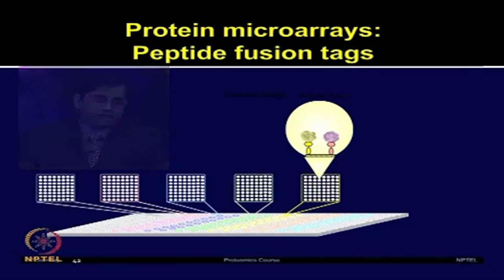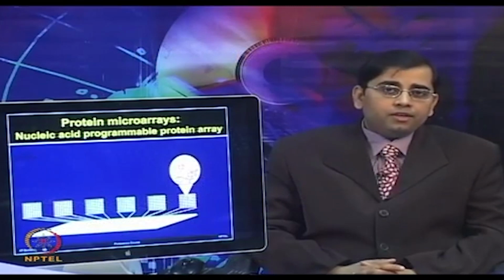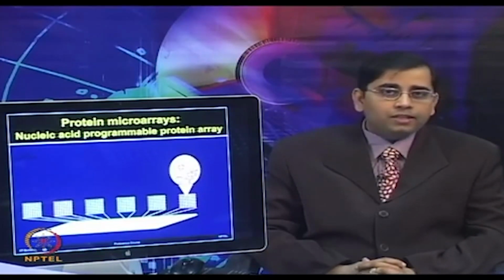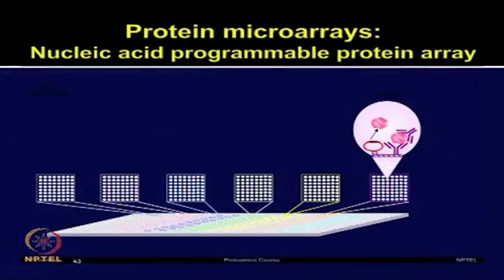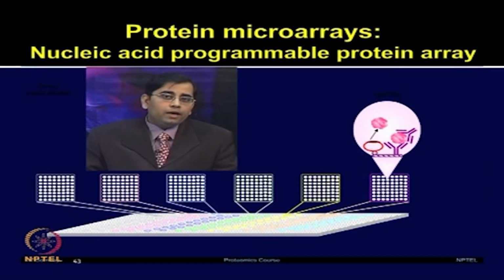Now, due to the challenges involved in purifying proteins or synthesizing peptides, scientists have also explored ways to eliminate the protein purification process. Josh LaBaer at Harvard and his group developed the nucleic acid programmable protein array method, in which cDNA containing GST tags is printed on the array surface along with a capture anti-GST antibody. Protein is expressed by using a cell-free expression system and captured by the antibody.